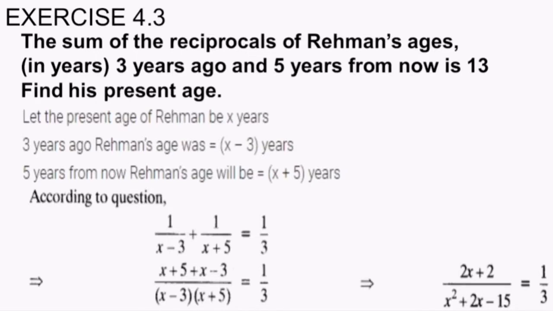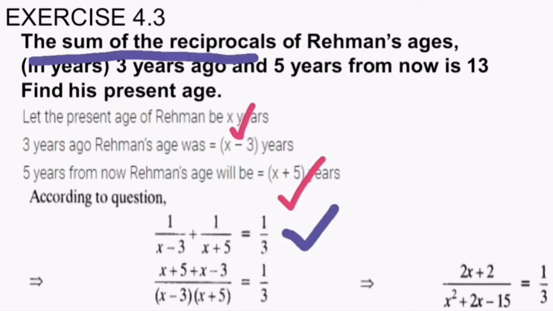In this question, we are asked to find the percentage of Rehman. So for now, let the percentage of Rehman be x years. Then, as per the conditions, we are forming two equations. That is, we are taking the sum of the reciprocals of the equation as per given in the question.